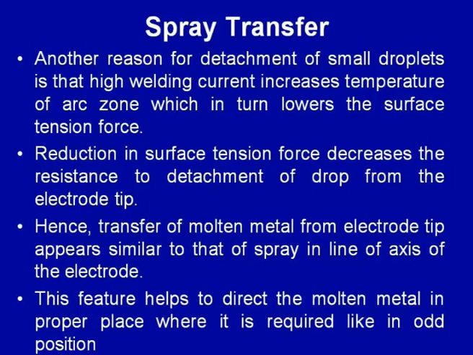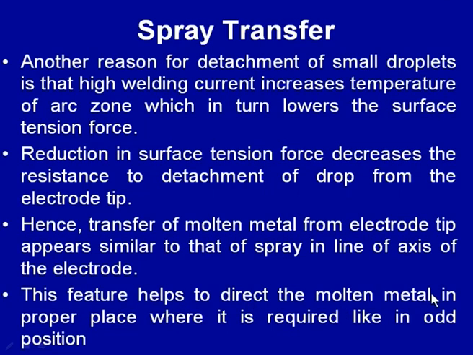The high current increases the temperature of the arc zone, and because of this increase in temperature, the molten metal is thinned down to a great extent, and because of this the surface tension force is reduced. The reduction in surface tension force decreases the resistance to the detachment of the droplet from the electrode tip.